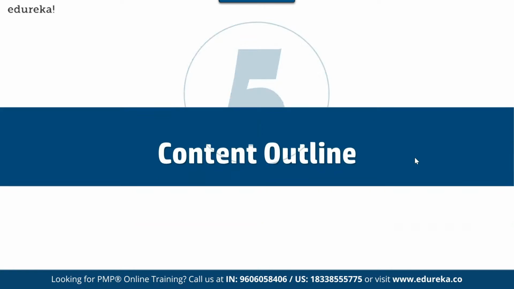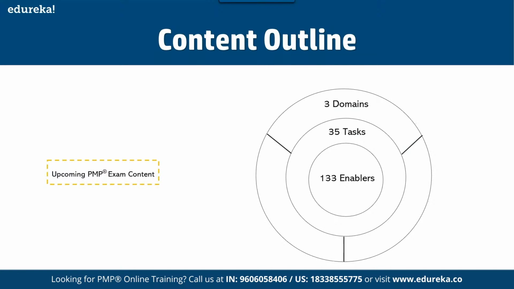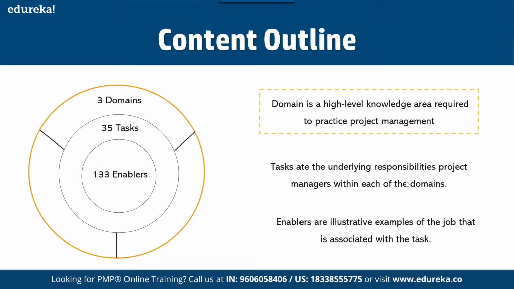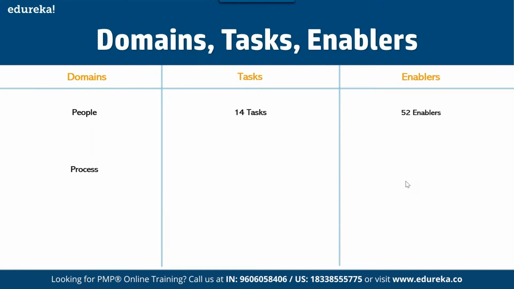Now let's talk about the content outline for the upcoming exam content, which has 3 things: the domains, the tasks, and the enablers. Let me show you with the help of an example, which is going to give you more understanding. So this is an example of people, process, and business environment. Let me start one by one with people. What exactly is people? People are the ones who are going to be the building block for any project. Now it has 3 components that you have seen: domain, task, and enablers.